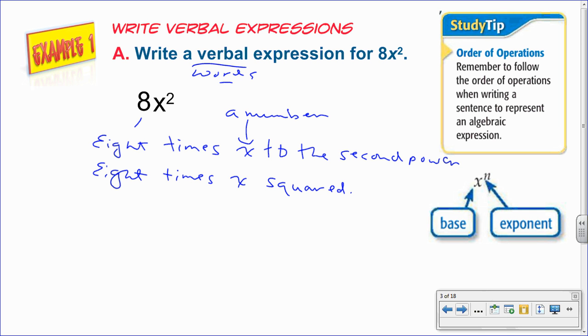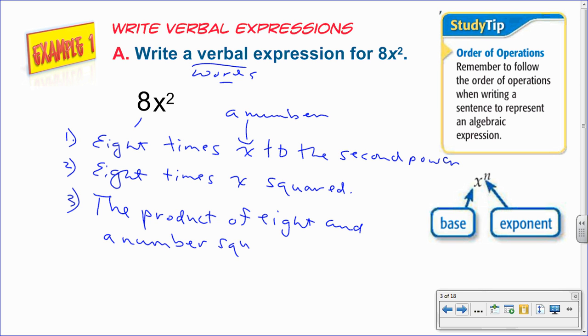There's another way that you're going to see it. This is probably the more pronounced way, but I'm not saying that the other is wrong. The way that you're probably going to see it more often is this way. What can I say? Product of 8 and a number squared. Write those examples down. And also, when you write these verbal phrases or expressions, make sure that you keep in mind your order of operations.